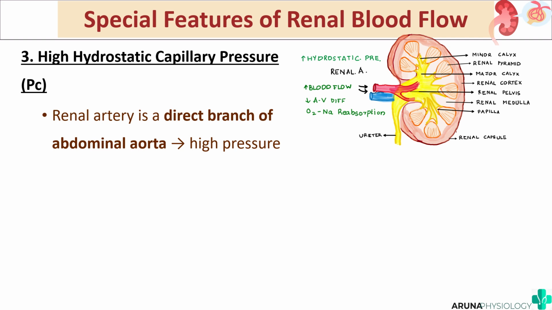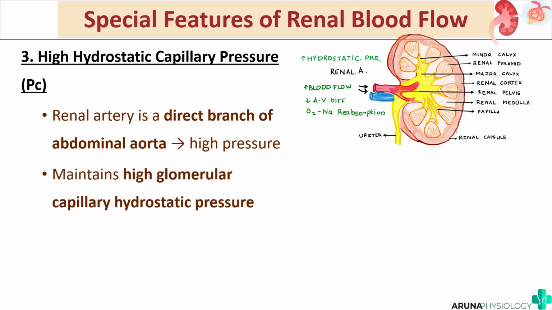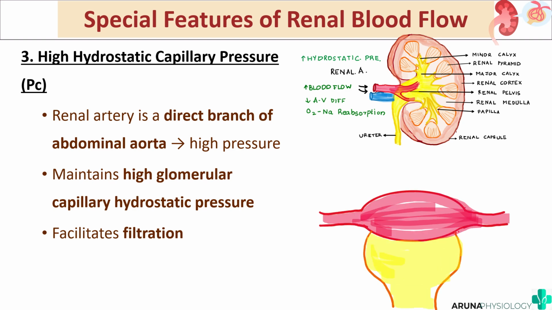But so what? What if it has a high hydrostatic pressure? Well, it ensures a high glomerular capillary hydrostatic pressure. So what? Because it facilitates filtration. Suppose this is the diagram showing the afferent and the efferent arteriole, this is the glomerulus, and this is the Bowman's capsule.